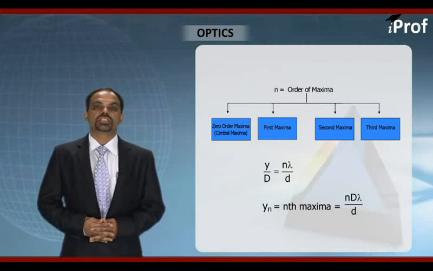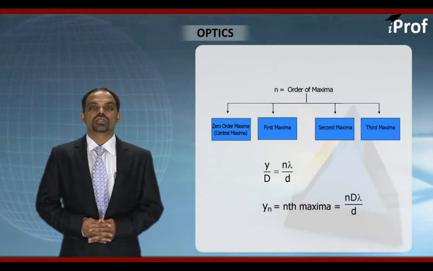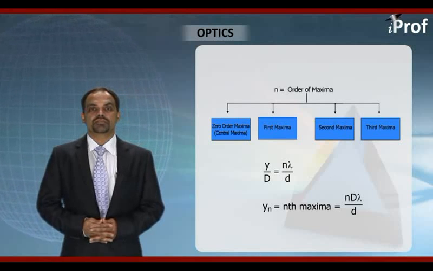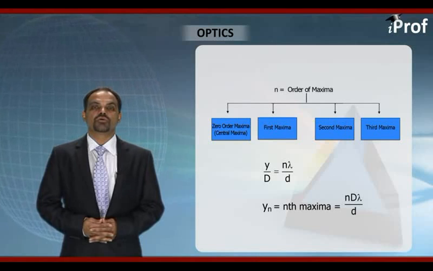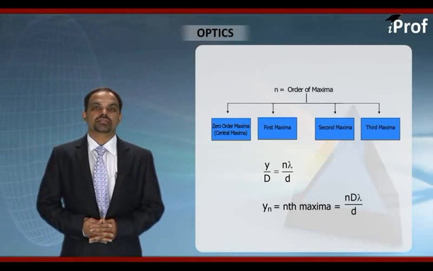So the linear position of all maxima can be summarized in the expression y_n is equal to n D lambda by d, where n is the order of maxima, that is first maxima, second maxima or third maxima. And remember, n equal to 0 will give us the zero order maxima or the central maxima.